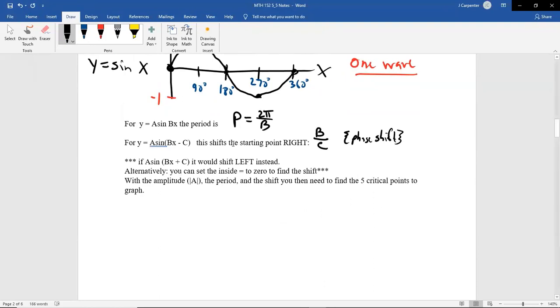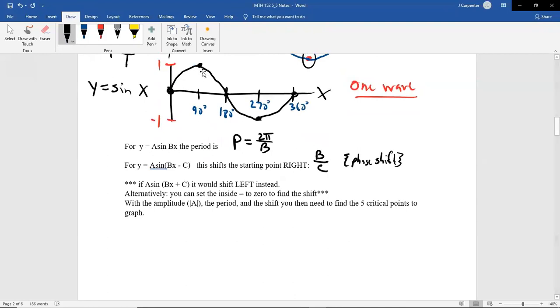So you'll need your 5 critical points, the ones that are normally your 0, 90, 180, 270, and 360. But here's the thing, they aren't always those degrees. If there's shifts, they're going to be at different degrees. If the period is longer or shorter, they will be at different points.